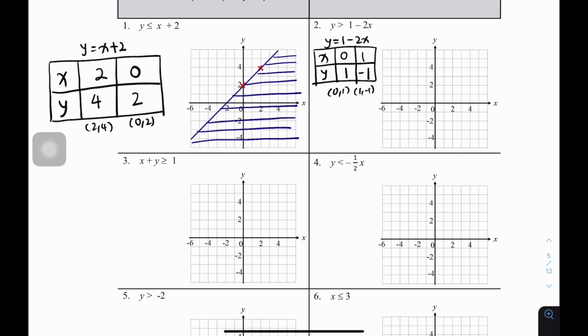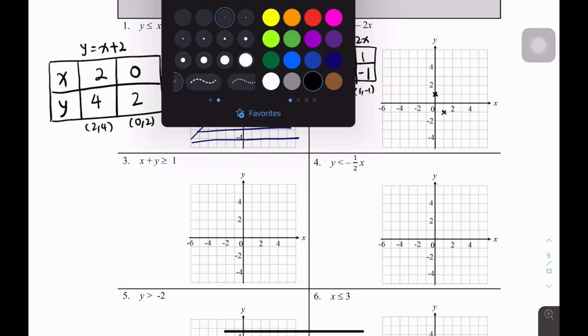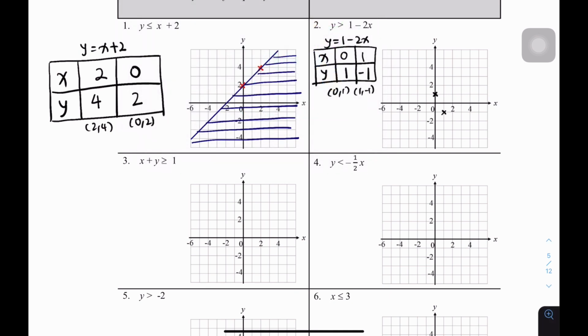So 0, 1 is over here. Next 1, negative 1 over here. Next, kita nak decide putus-putus ke penuh. Tengok garis ni, there is no equal sign, so your line should be dotted line. Saya pakai warna merah lah.